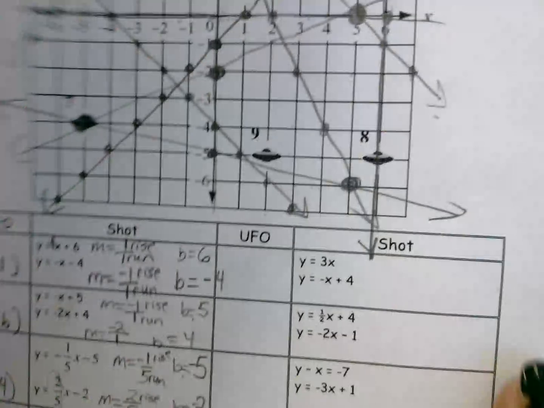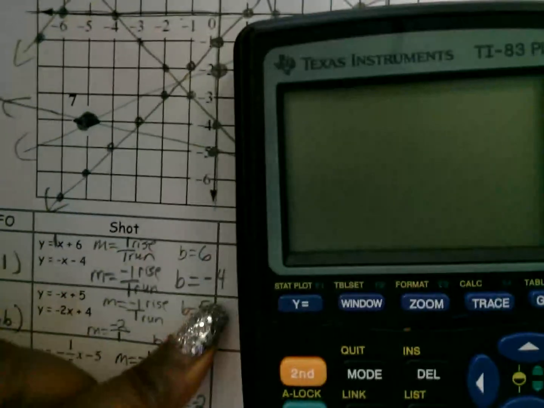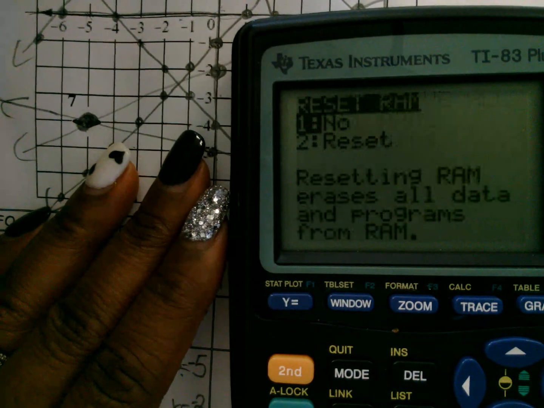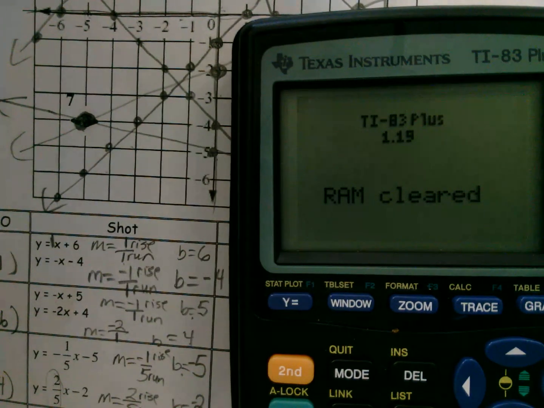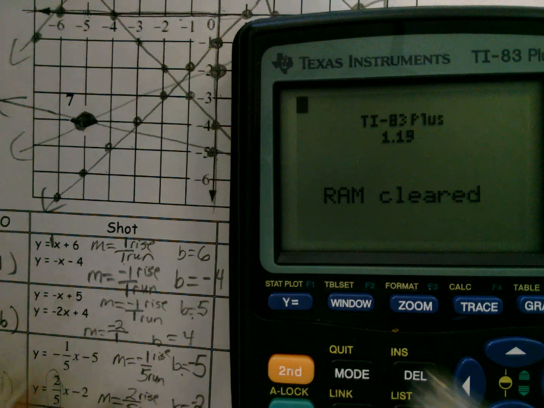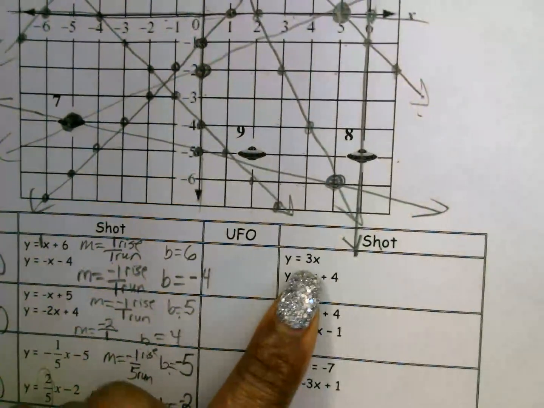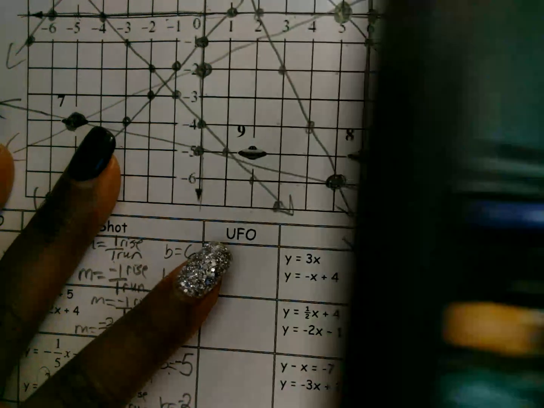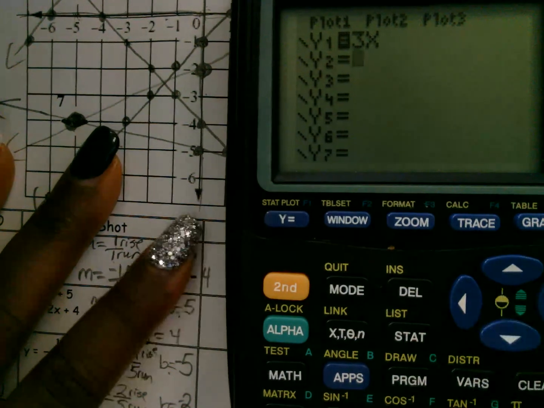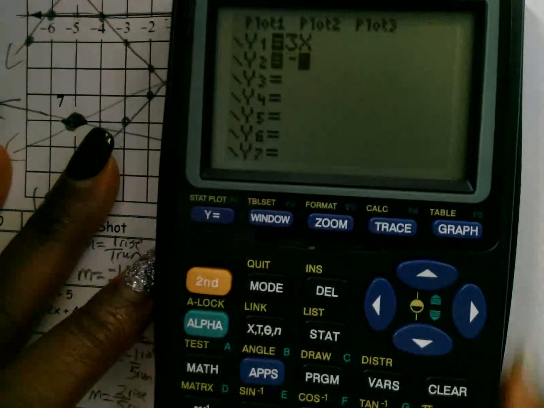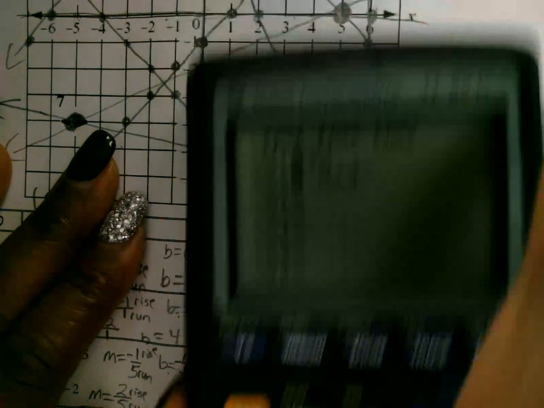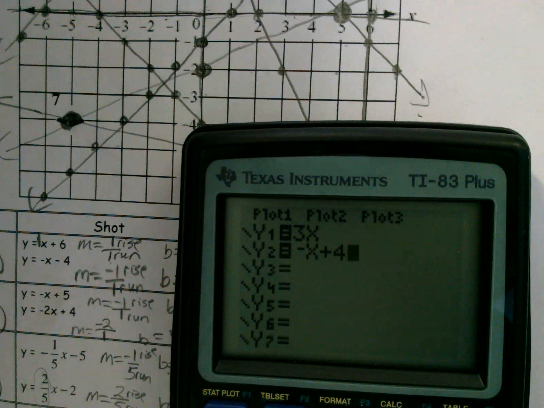Okay, I'm going to do this one. I'm going to check it with my calc. Let's practice. I'm going to go to y equals, and I'm going to type in both equations. That's 3x for the first equation. That is negative x plus 4 for the second equation. Please type those in so you can have them.